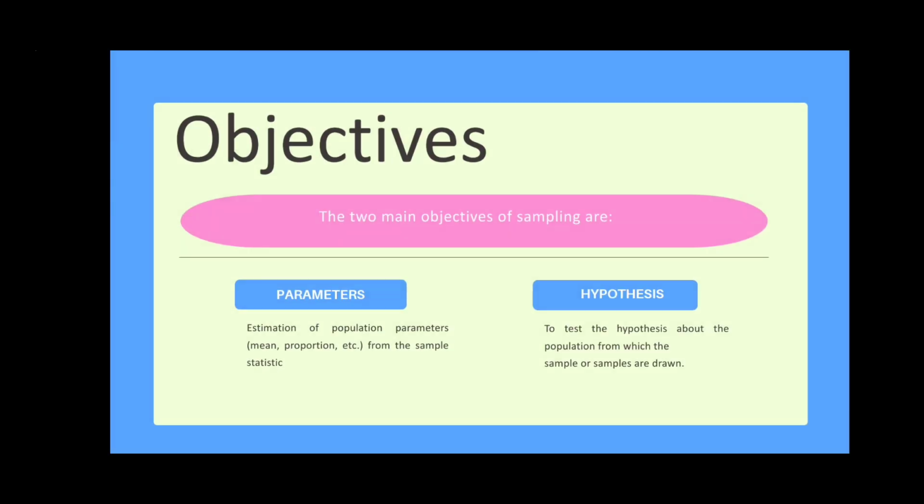Now, what are the objectives of sampling? The two main objectives of sampling are: the first one is the parameters and the second one is the hypothesis. So estimation of population parameters like mean, proportion, etc. is the first objective. In case of hypothesis, to test the hypothesis about the population from which the samples are drawn. So these are the two objectives of sampling.